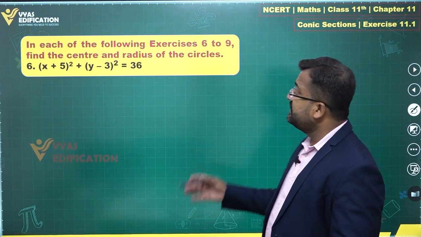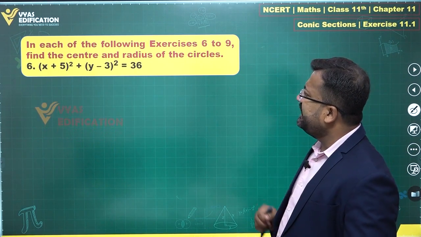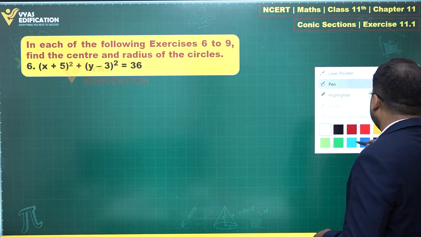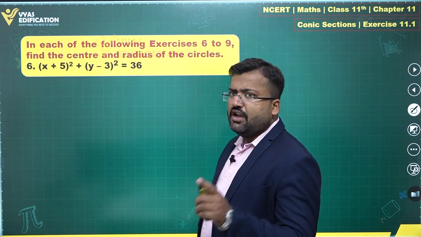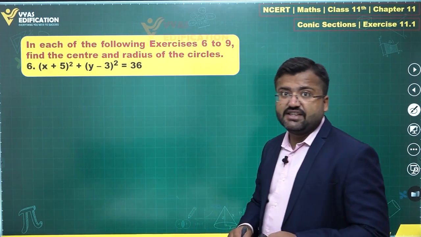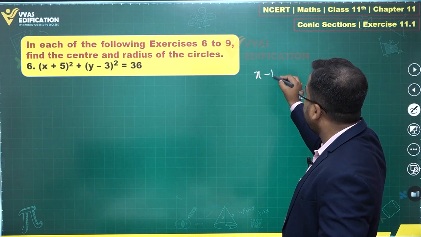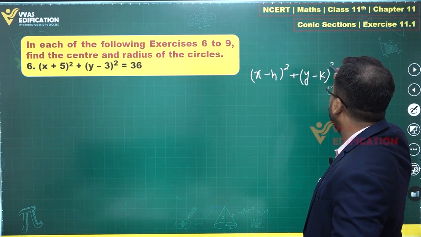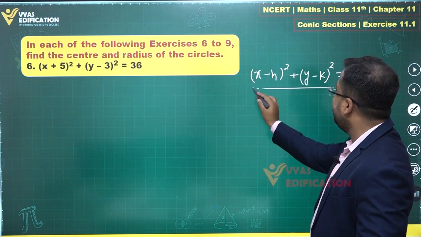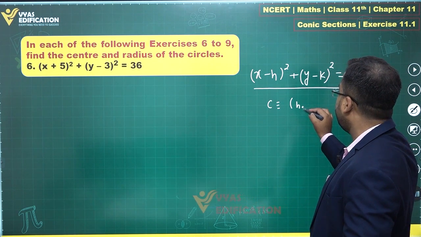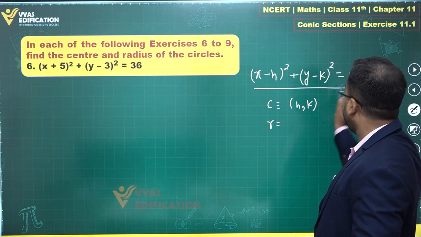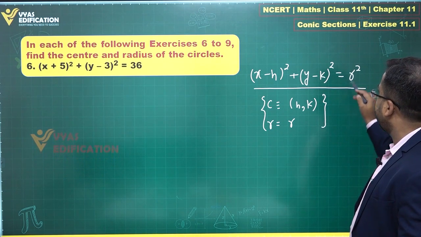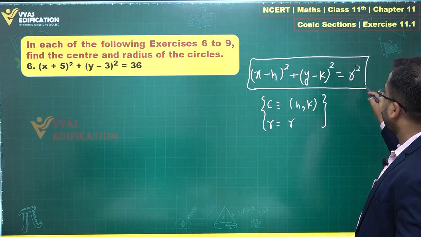The sixth question says, in each of the exercises, find the center and radius of the circle. So we are supposed to find the center and radius. Yes, let's go about finding the center and radius. If you are given the equation in the standard form, you can easily identify the center. Center will be h comma k and radius will be r. This is what you can identify, right? Center and radius can be identified with the help of this particular form directly.